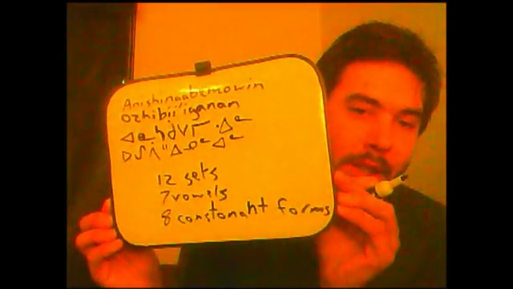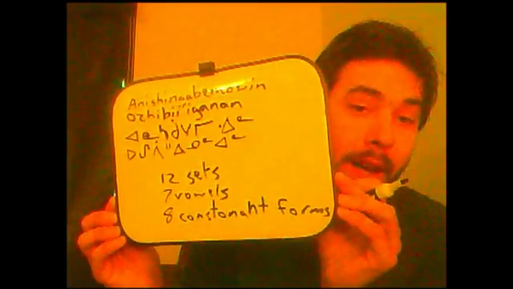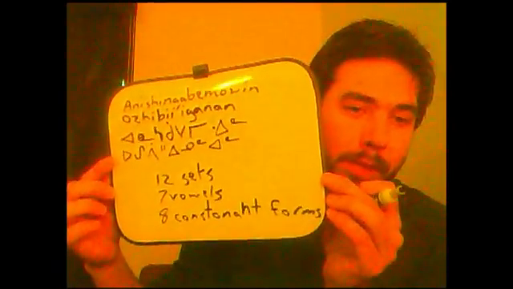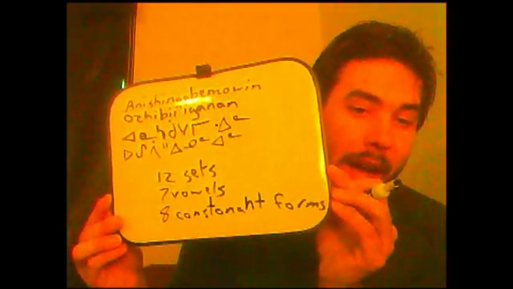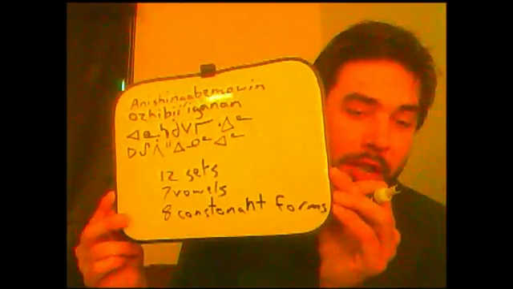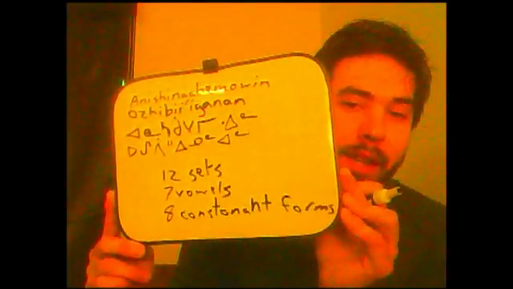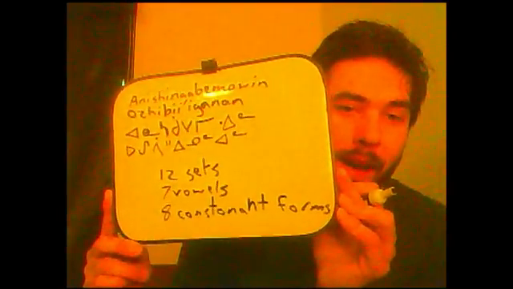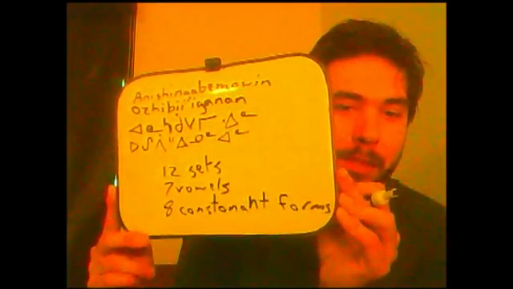Now, this may get a little bit overcomplicated, but here you are: Anishinaabemowin Ojibwe Iganan, which is how you would pretty much spell that in the language. It's divided into 12 sets with 7 vowels and then 8 forms to each of the remaining 11 consonants. Some of the symbols kind of overlap, representing multiple different consonants, like, well, you'll see when we get into it, but this is the basic way that it's set up.